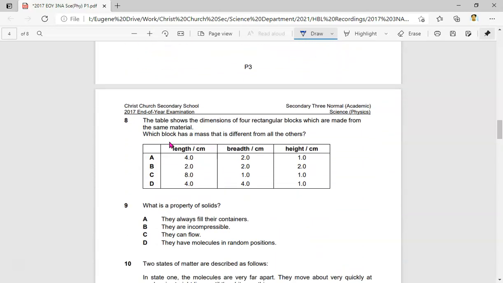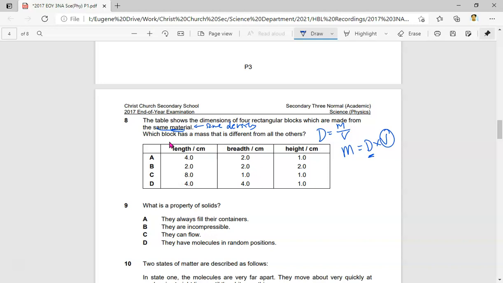Question 8. The table shows the dimensions of 4 rectangular blocks which are made of the same material. So same material means same density. Which block has a mass that's different from all others? So if they're the same density, we want to find mass. Density equals mass divided by volume. So therefore, to find mass, I will take density times volume.